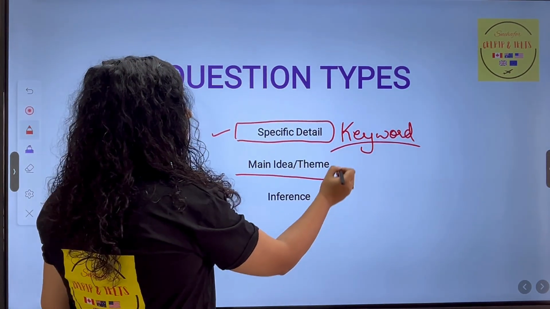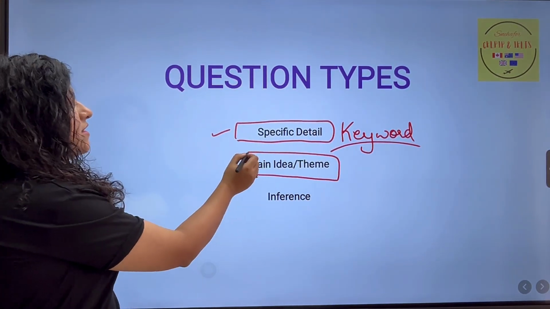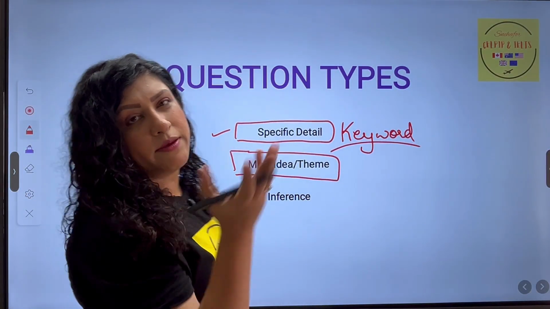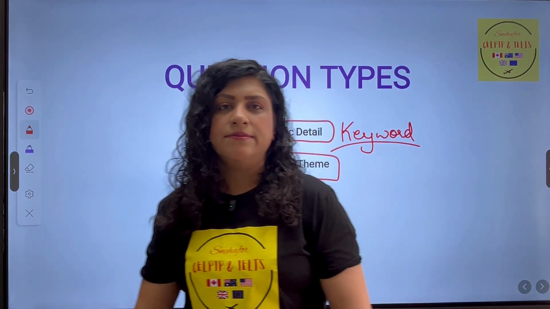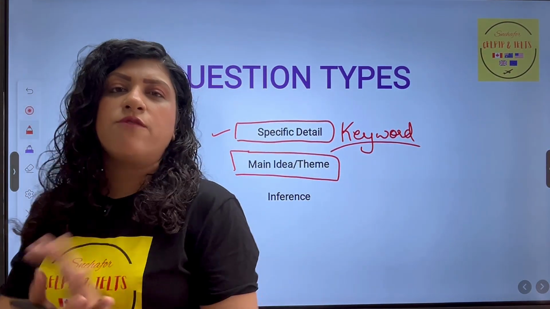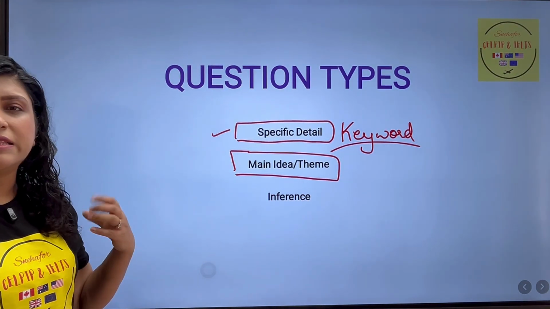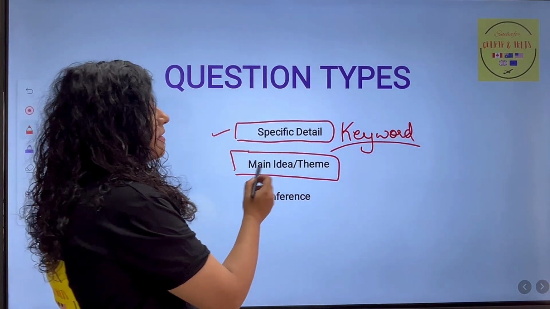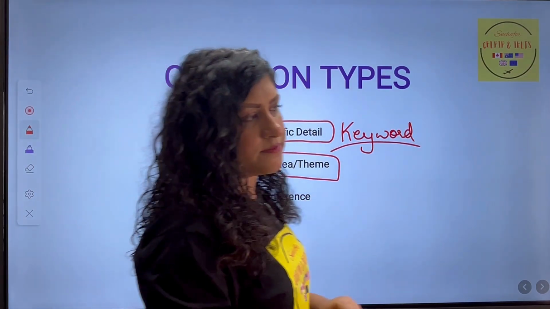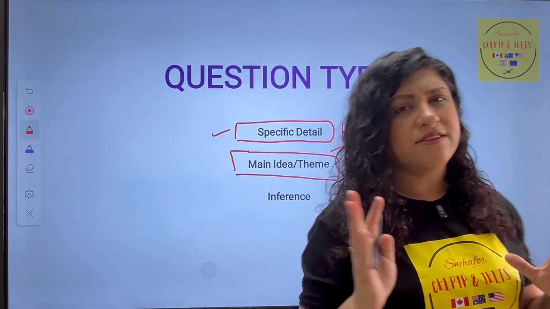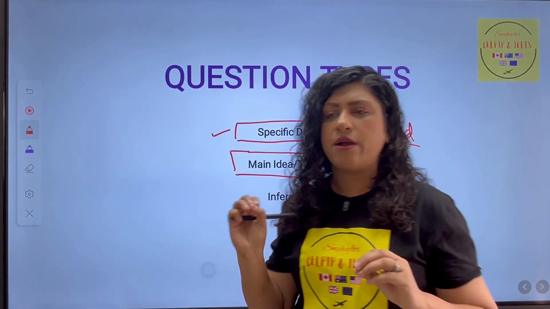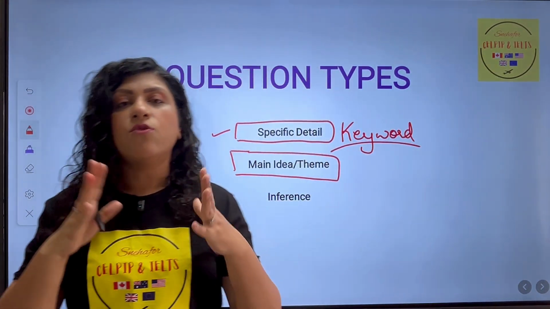Now the main idea theme type of question will ask you something like: what are the two people discussing? What is the main topic of discussion in this audio? Whenever you're asked about the main idea or theme, these are called main idea theme types of questions. Here you will not be searching for any particular key information, but your focus is to understand the overall idea.